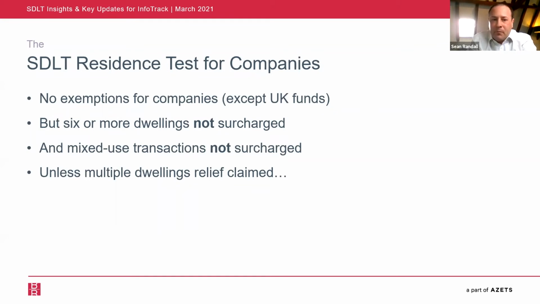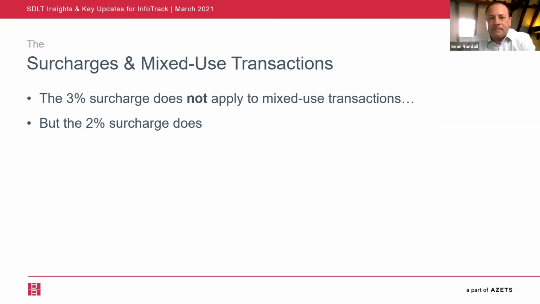So again, that might mean a single building that's composed of residential and commercial premises, or it might mean a mixed portfolio of property where there's exclusively residential buildings being bought with exclusively commercial buildings. So in those cases, those types of transactions are not surcharged. They don't suffer the 3% surcharge at the moment, and they will not suffer the 2% surcharge going forwards unless stamp duty land tax multiple dwellings relief is claimed. Let's look at how that works.